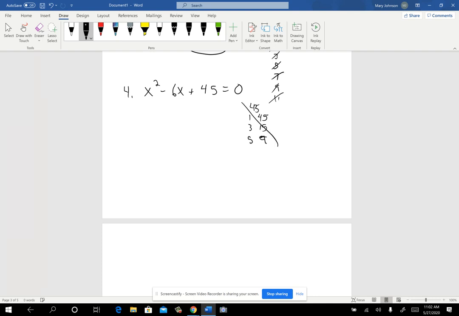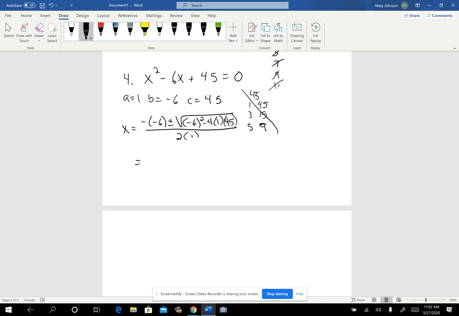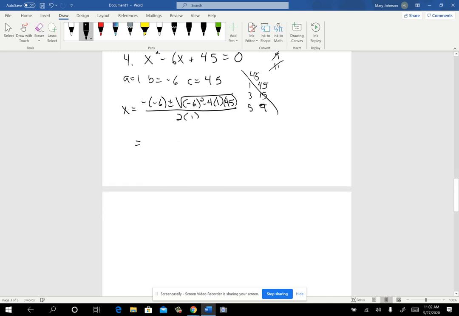Okay, so we're not going to try to factor. We're just going to identify our A, our B, and our C. We're going to go to the quadratic formula and plug those in. Okay, and then this a lot of times is the hardest part, the simplifying part. So let me really show you that.